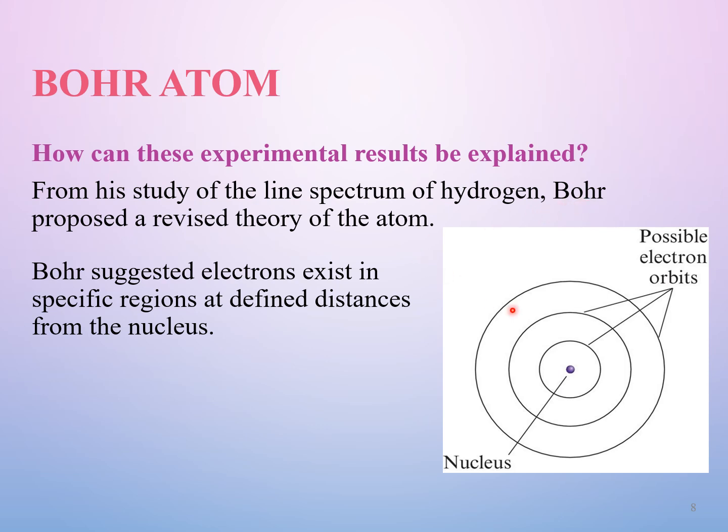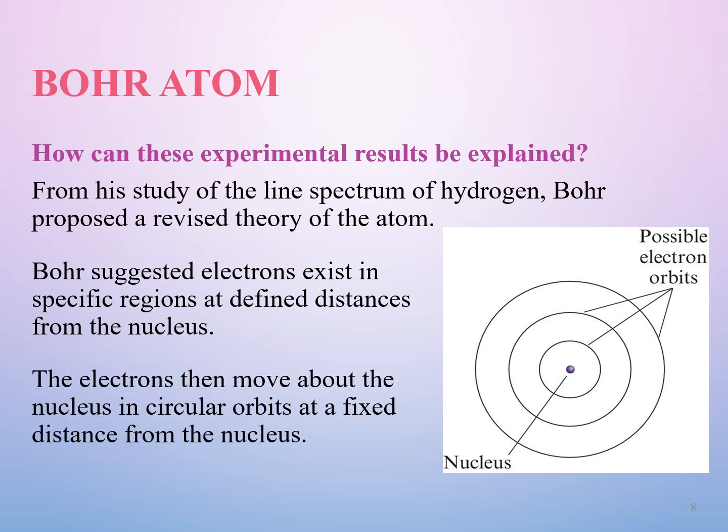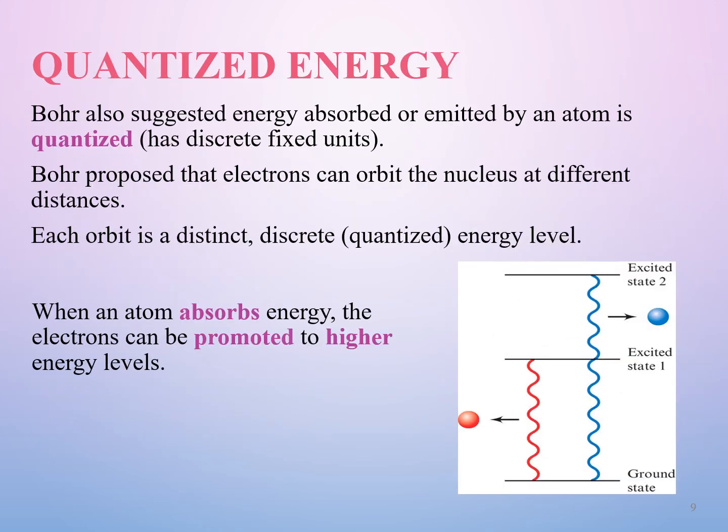But he proposed this picture here where the nucleus is in the middle and the electrons are orbiting in fixed positions around the nucleus. These are possible electron orbits right there. So there could be an electron here, orbiting around this line, or maybe an electron orbiting here. It's just fixed in that circular line around it. So what do these lines mean?